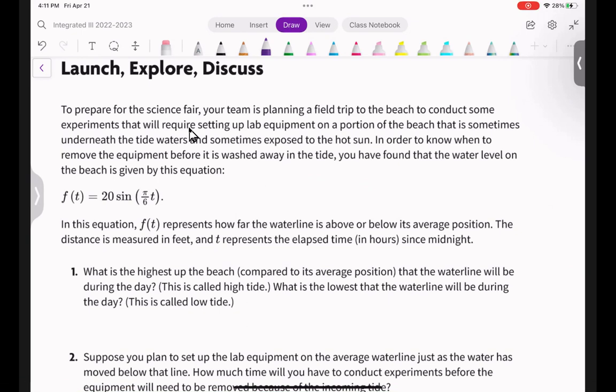In order to know when to remove the equipment before it is washed away in the tide, you have found the water level on the beach is given by this equation: 20 sine pi over 6 t. So if you remember from our previous lessons, you should be able to recognize what this graph would look like. That 20 is the amplitude, how high and how low it goes based on the center or the midline. And that pi over 6 is telling you how quote unquote fast it's going, how many radians per second it is.